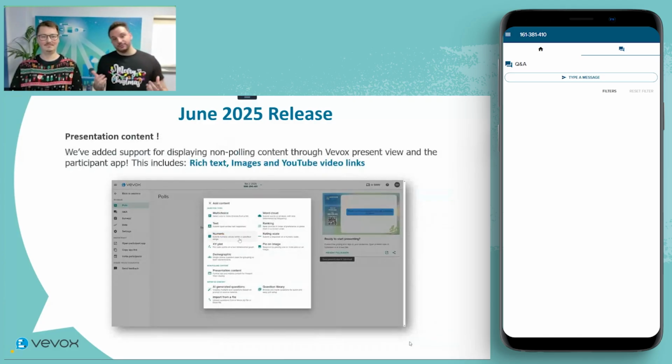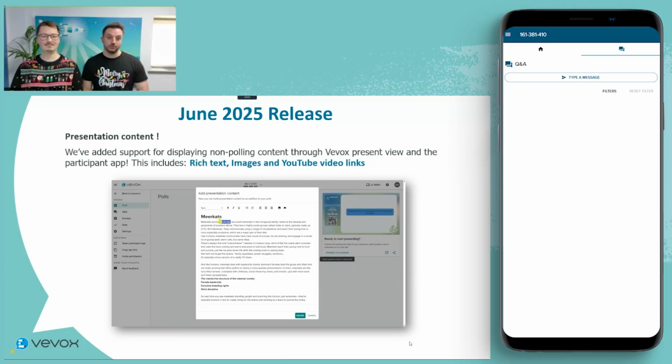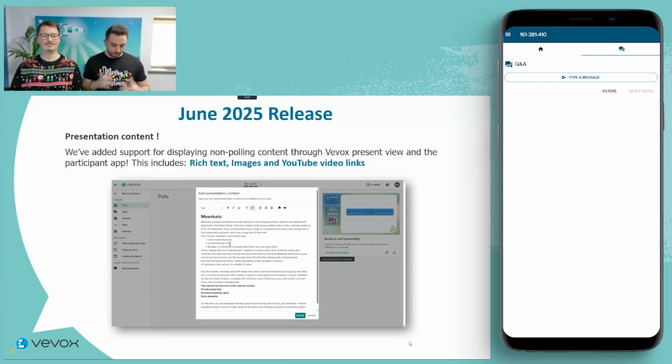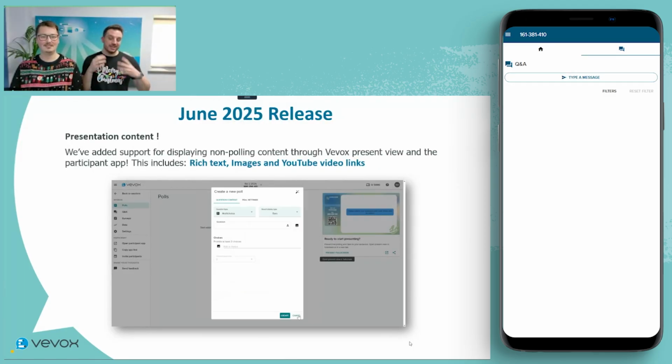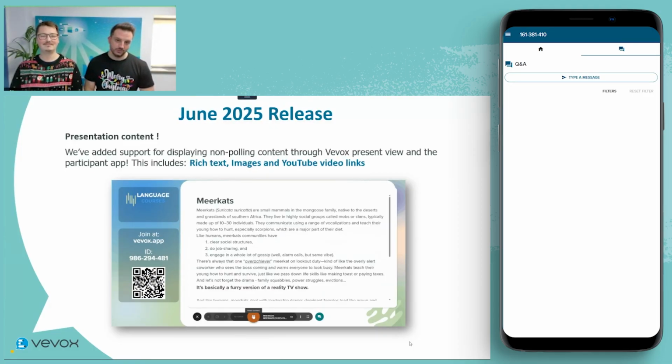The next real significant change that arrived within our June release, and potentially one of the most complimented updates, was our presentation content ability. So we've introduced the ability in Vevox to effectively upload, implement and present your own content. Whether that's text, images, or videos, you can essentially now present that to the audience through the native present view that is part of Vevox.